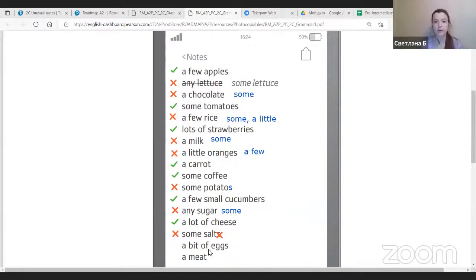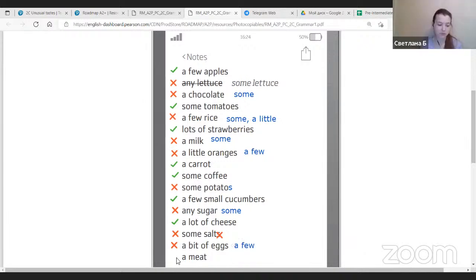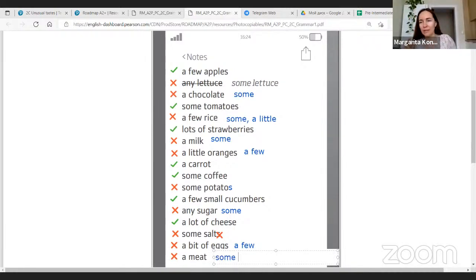And eggs. Eggs are countable. Instead of a bit of, we use a few. A few. Right, a few. Meat. Some meat. Very good. Some has a very unclear meaning, some amount of meat. If we say a few or a little, that means it's not a big number. A lot of, that's clear, many.